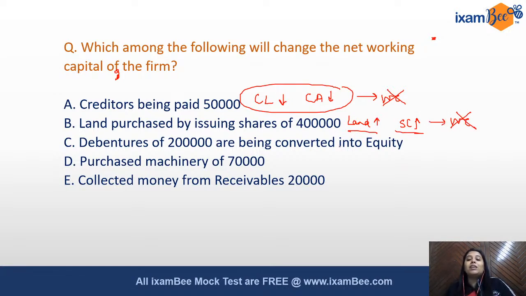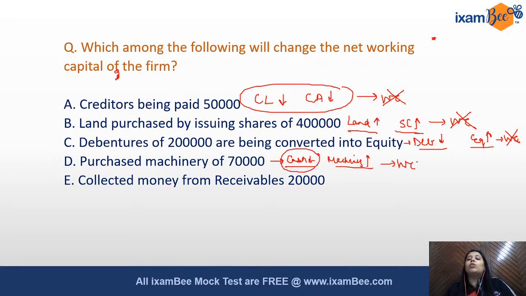Debentures of 2 lakhs are being converted into equity. On one hand, debentures are going down and on the other, equity is going up. Since both are non-current long-term items, working capital will again not change. Purchased machinery of 70,000. Your cash is going down and your machinery, which is a non-current asset, is going up. Here one is current, another is non-current, therefore working capital will change. Since your current asset is going down, working capital will go down. So this is the answer for this particular question.